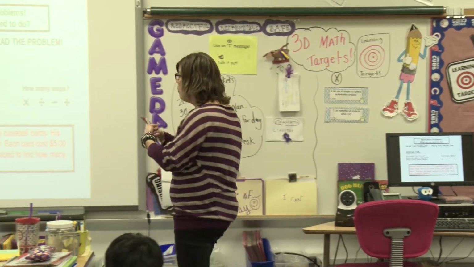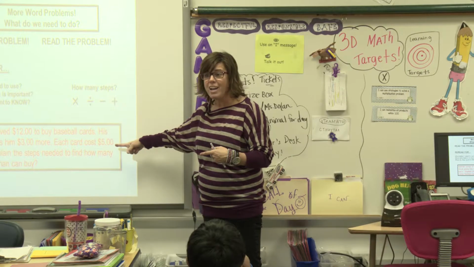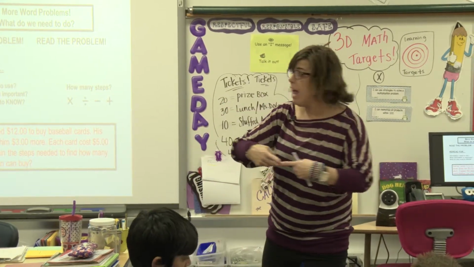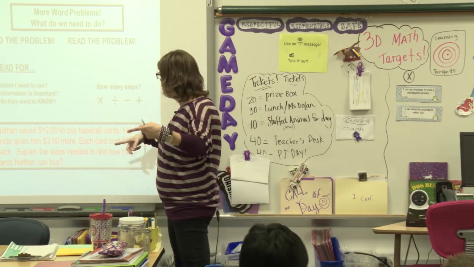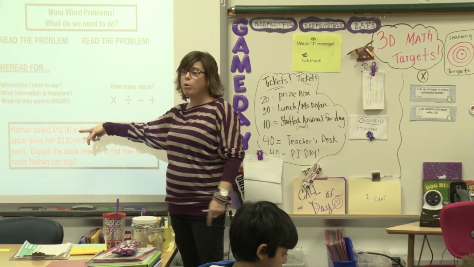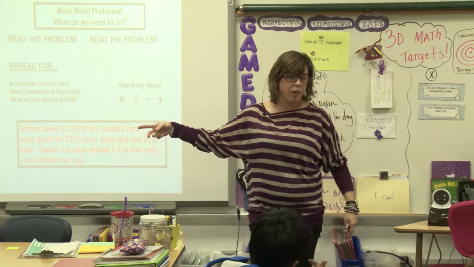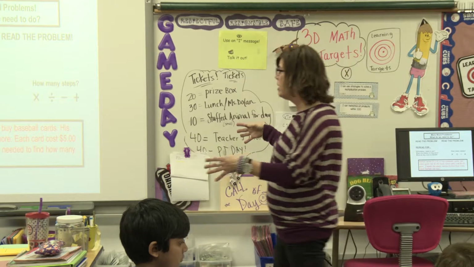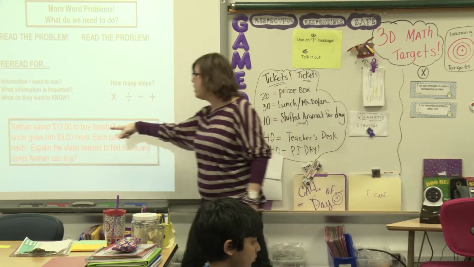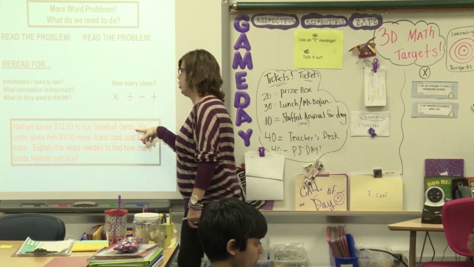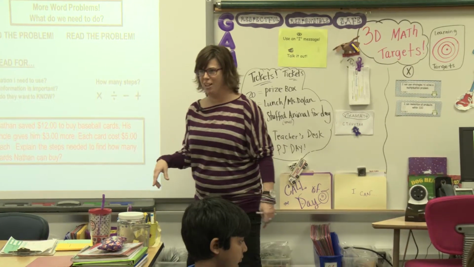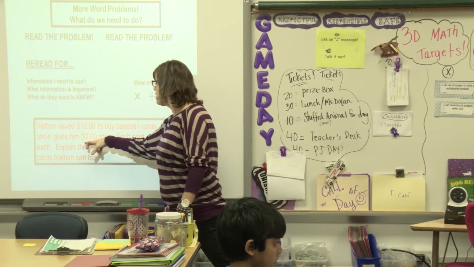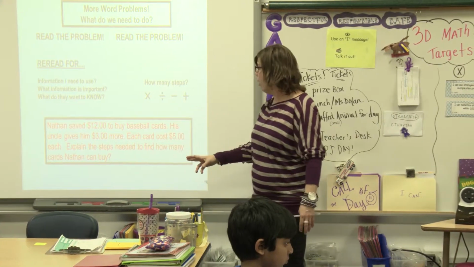Okay, so we're going to do one together right here, and you're going to try it on your board. Then we're going to talk it out, and then you're going to try one with some friends in a few minutes, okay? So this story problem says, you can get that marker out, but don't start writing yet, because we got to find the important information first. Nathan saved $12 to buy baseball cards. His uncle gives him $3 more.